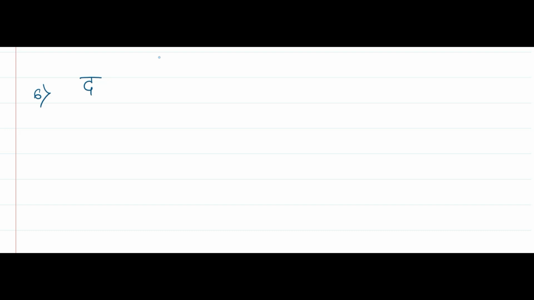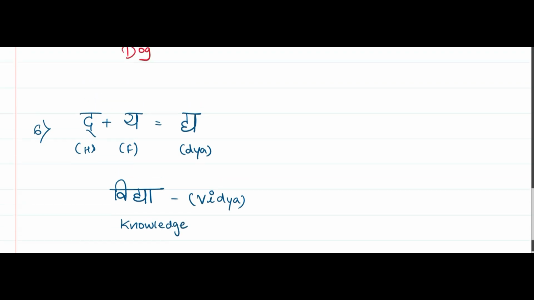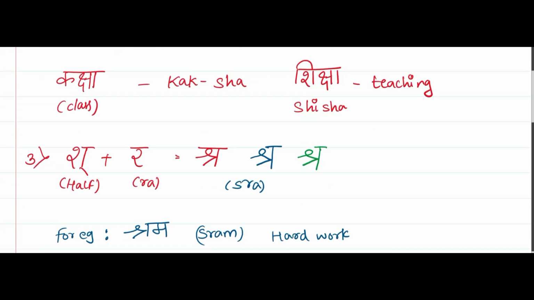So one more. If I say half "d" plus full "ya", it becomes like this. Yes, this is vidya. Vidya, knowledge. So these are all the five special consonants.